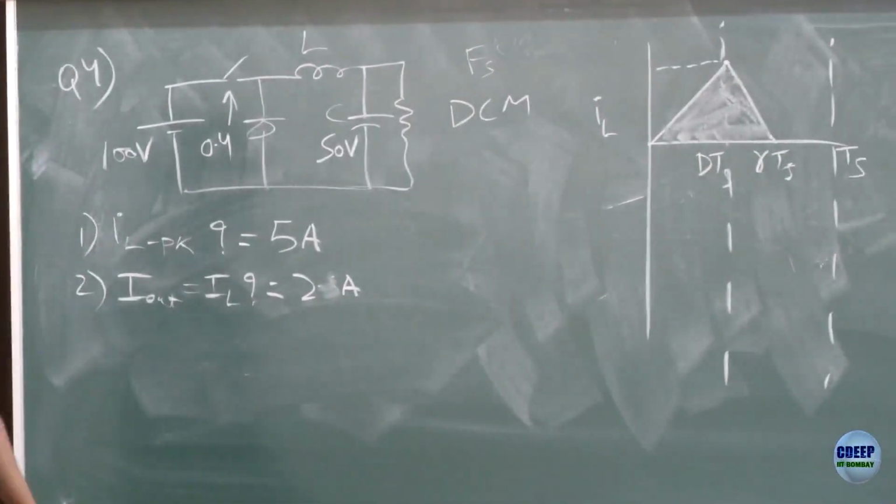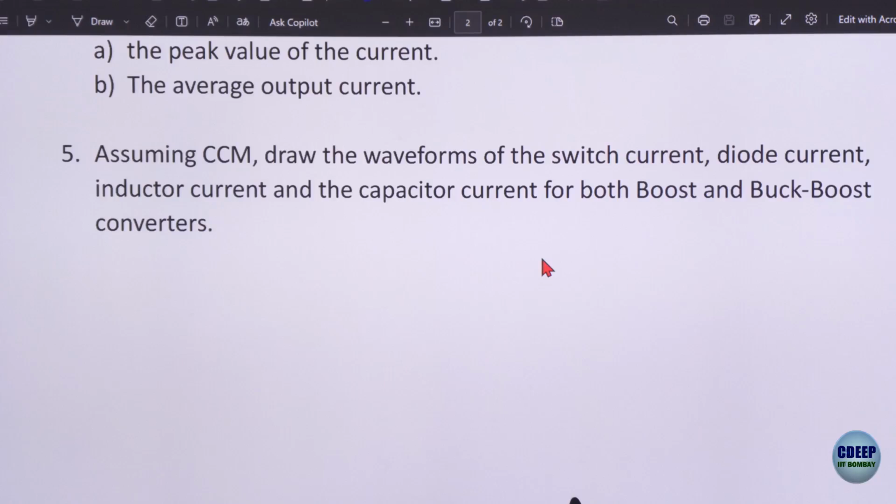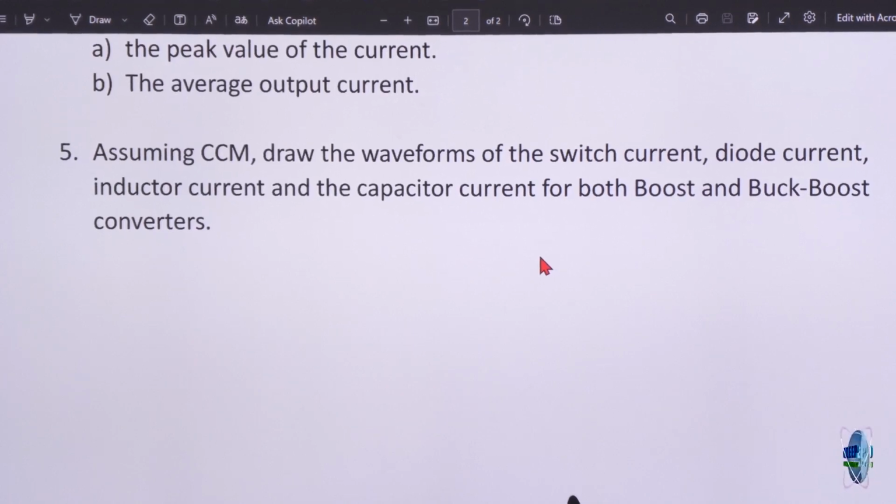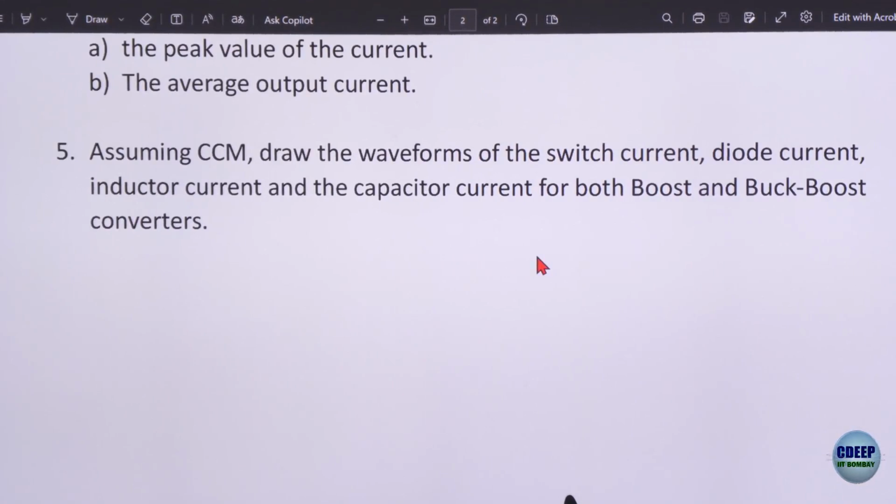Okay, any doubt? Question number 4. Okay, so question number 5, you have to, assuming CCM, draw multiple waveforms for buck, boost as well as buck boost. I think this is something you can do now, given that you know what a buck boost converter is. So, question 5, you can just read it quickly and let me know if you have any doubt. Any questions?